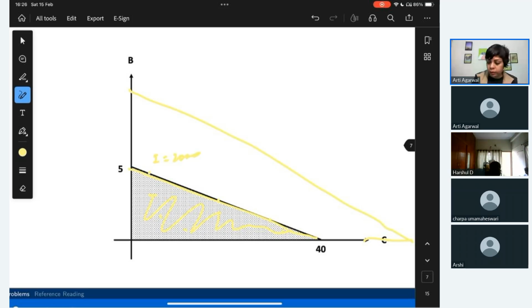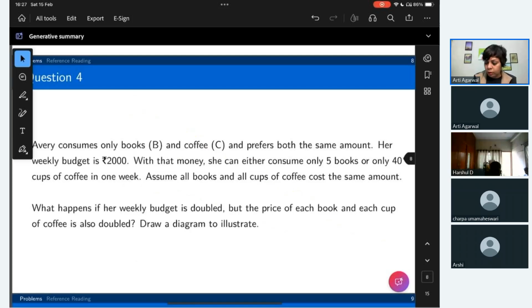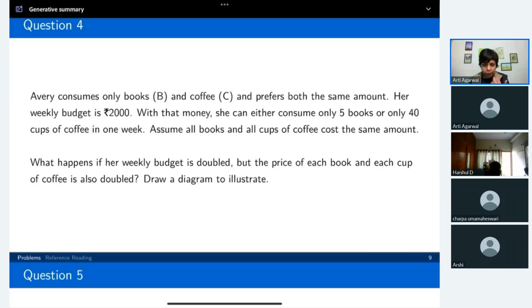Okay, let's go to the next question. This question has several parts. So, I don't think you need to calculate this, but sure, if you want, you can go ahead. What happens if her weekly budget is doubled, but the price of each book and each cup of coffee is also doubled? So what do you think is going to happen?